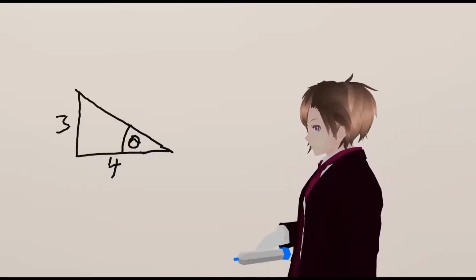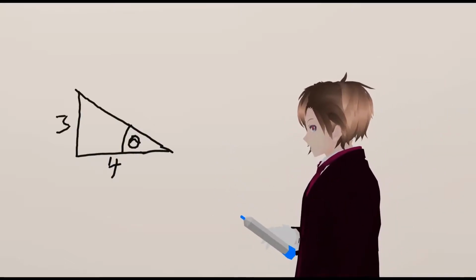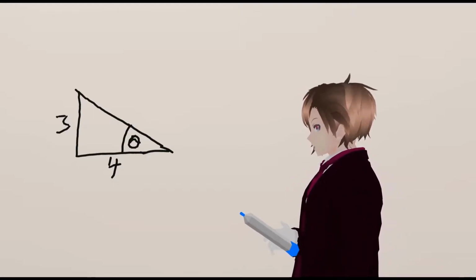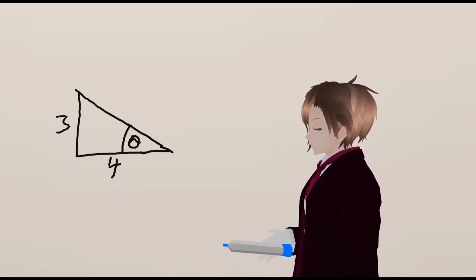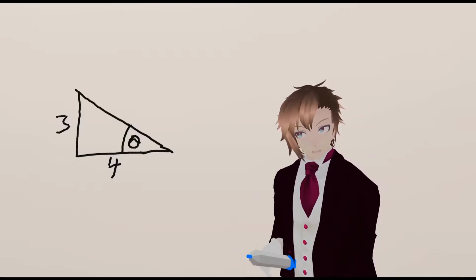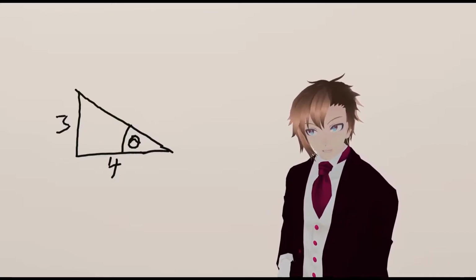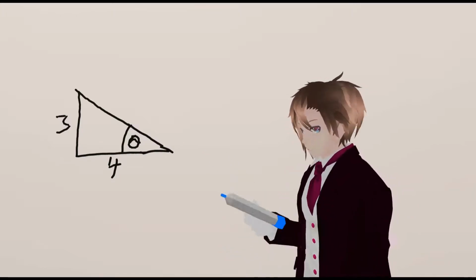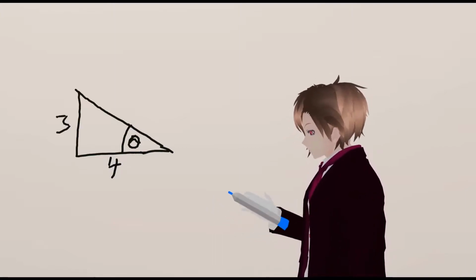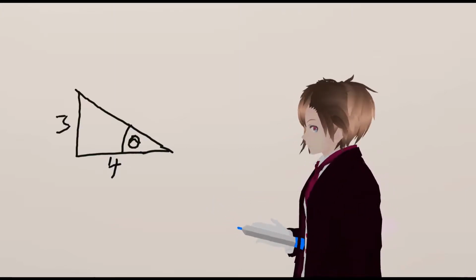Here's my triangle. Our special 3, 4 triangle. Back again. Do you remember what the hypotenuse was? It was a 3, 4, 5 triangle. That was our special triangle. Here we have 2 sides, but we are missing our angle. What sides of my triangle do I have?